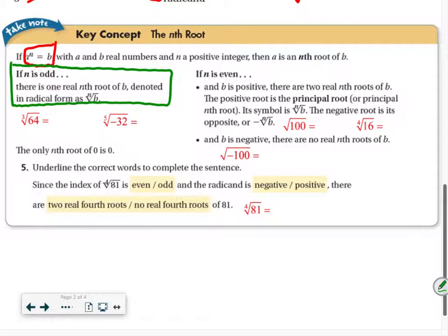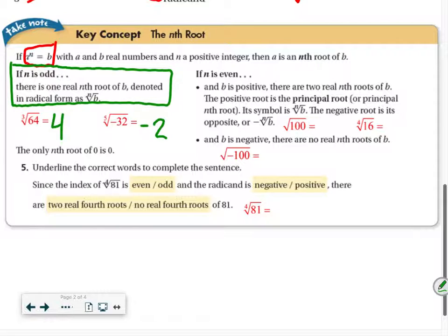I want you to put in your calculator the third root of 64. And you tell me what we get out. 4. What if we take the fifth root of negative 32? Negative 2. So what do you think I can say if my number inside my radical is positive? My answer is going to be positive. If my radicand is negative, my answer is going to be negative.